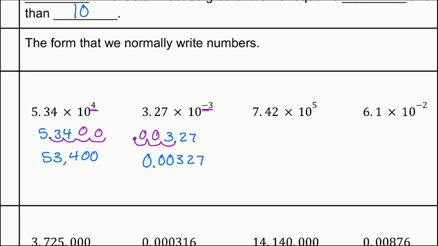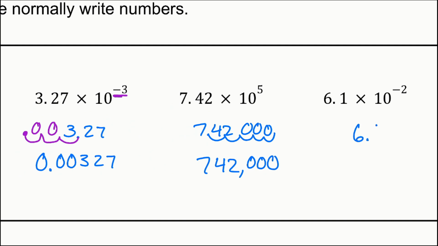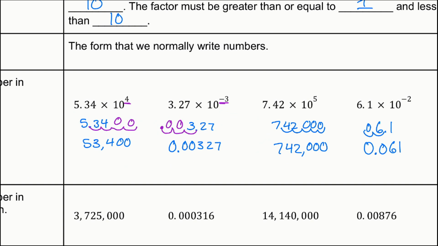Okay, hopefully you paused the video. If not, I'm going to do these really quickly. So this is 7.42, 1, 2, 3, 4, 5. So this is going to be 742,000, right? For the last one, this is 6.1. We're moving our decimal to the left 2, 1, 2. So this is going to be 0.061. Okay, so that's scientific notation to standard form.